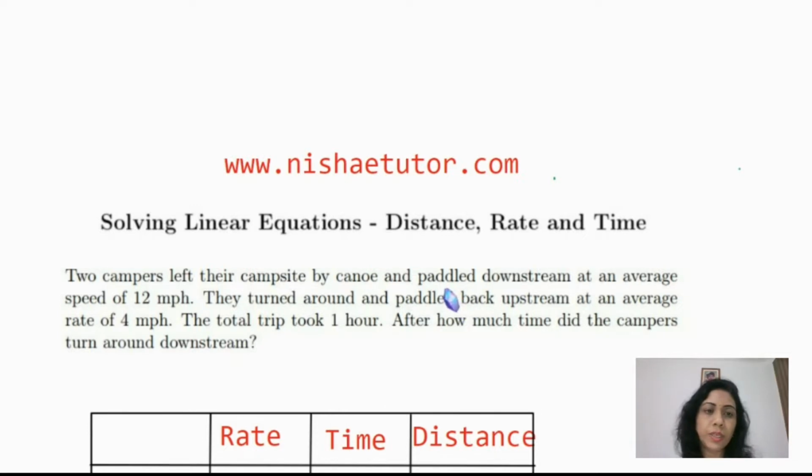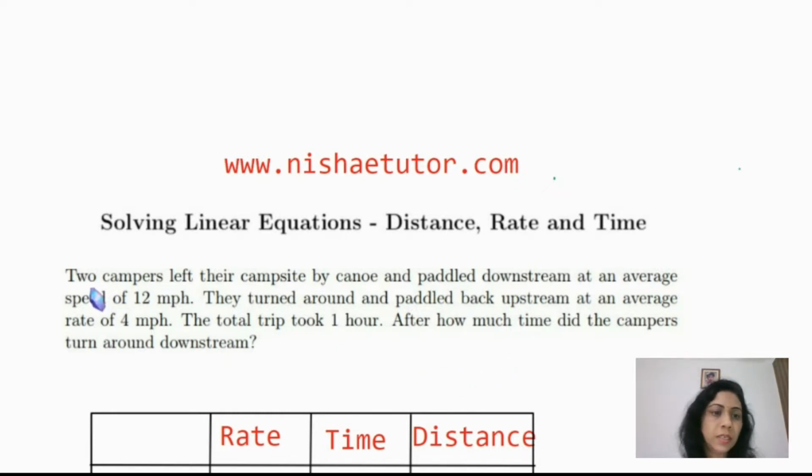In this series, we are doing how to solve linear equations, and today I'm going to show you how to solve linear equations related to distance, rate, time type of questions. Already done two questions, and this is the third question.